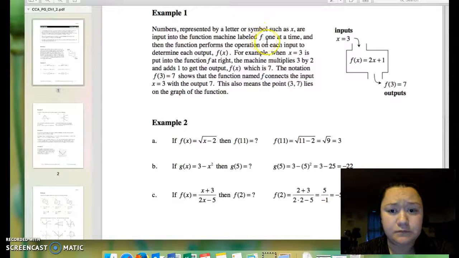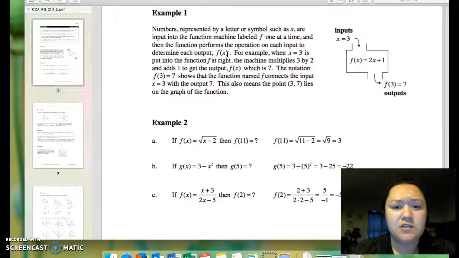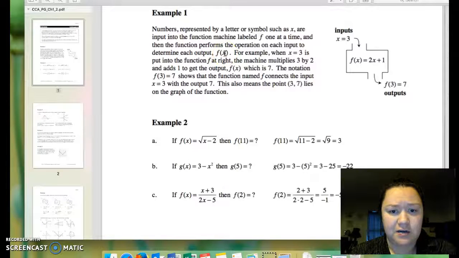Then the function performs the operation on each input to determine each output, f parentheses x. Okay, so I know an operation means to do something like add or multiply. So the function does something to the input and gives an output. And I see this new way to write an output, f parentheses x. I noticed the f, the parentheses, and the x inside. Okay, so we'll take note of that.